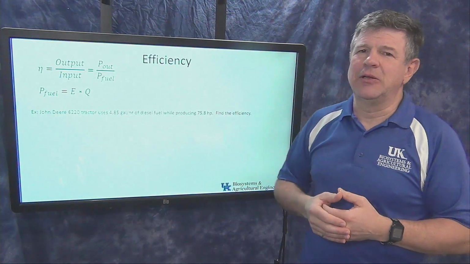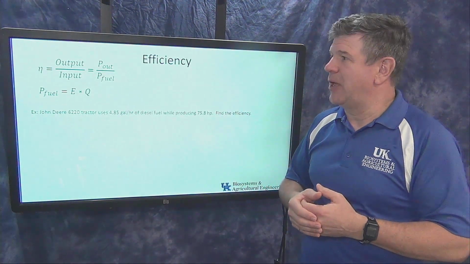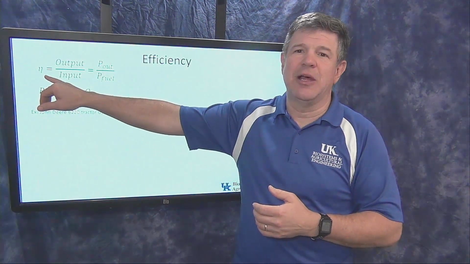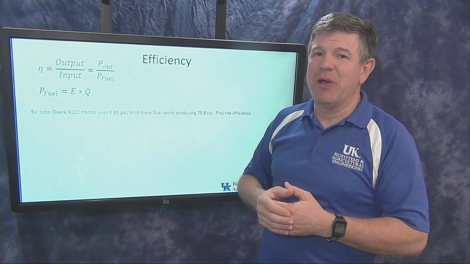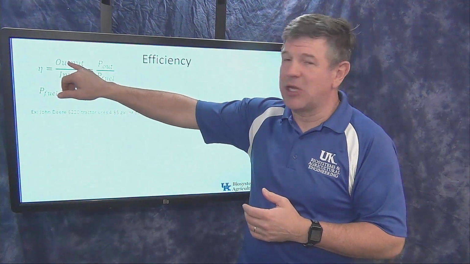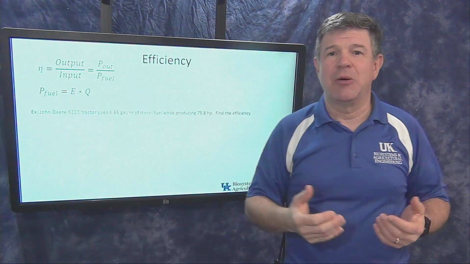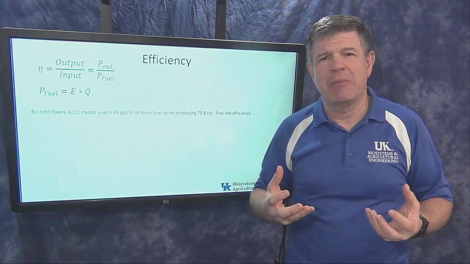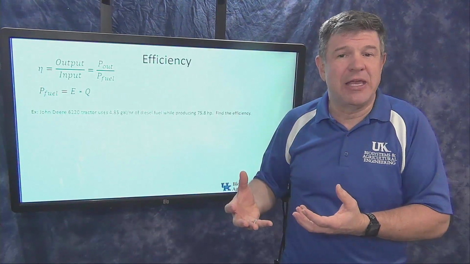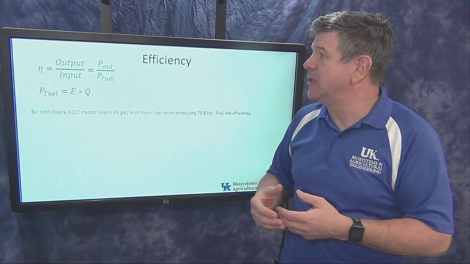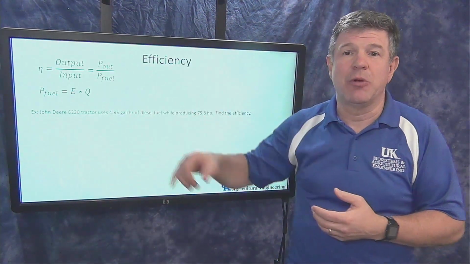So what does that look like in equation form? How do I calculate that? We're going to use this Greek letter eta to talk about efficiency. That's going to be my efficiency, and it's basically going to be some output based on some input. Now when I'm talking about an engine, I'm talking about how much power do I get out of that engine. So we'll look at it in terms of power. So this is the output power.